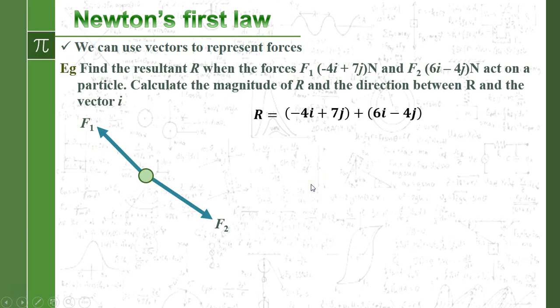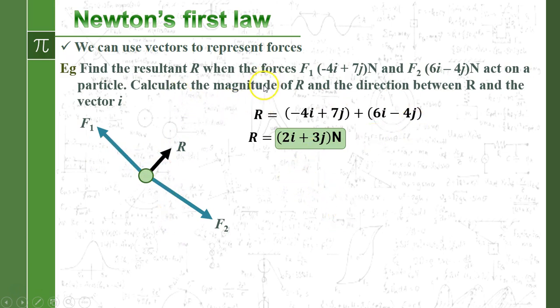So, if we add the two forces together to get our resultant, what we're going to do now is just combine our i components, and then combine our j components. So what that tells us is when this particle moves, because we've got a resultant force it's going to accelerate off in this direction over here, which kind of makes sense if you look at the diagram.